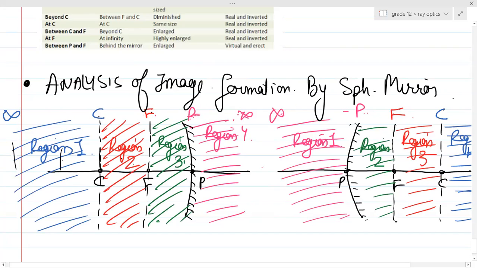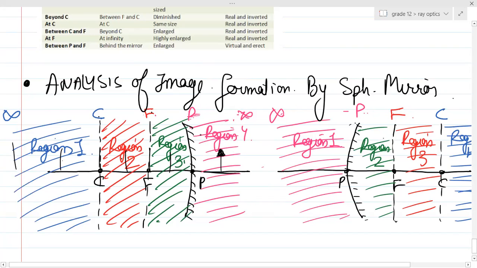So now after this, you understood the 6 positions, 1, 2, 3, 4, 5, 6. The 7th is basically this, है ना? Can you see, the 7th is basically at the pole, and the 8th is basically a virtual object.